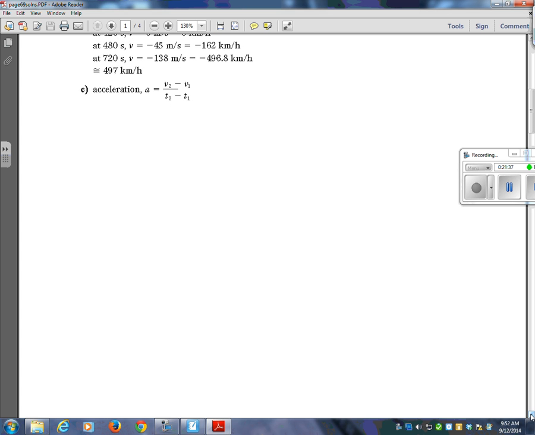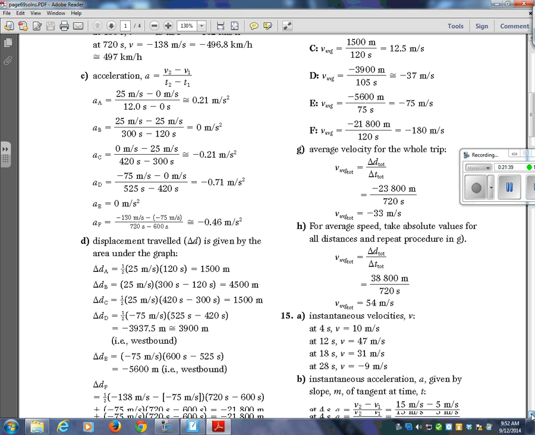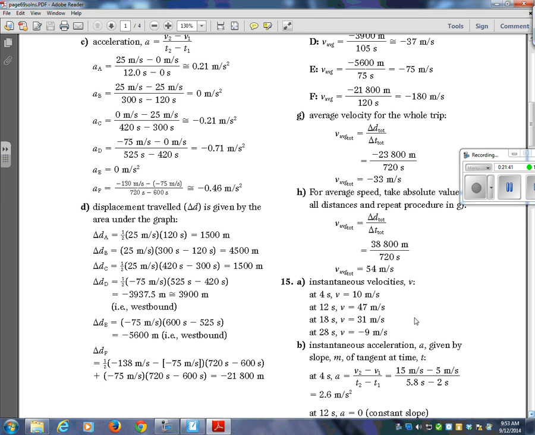Okay, so here are the displacements according to the solutions. So 1,500 for A, 4,500 for B, 1,500 for C. D is approximately 3,900 meters, that triangle. E is minus 5,600 meters, and F, there's the triangle and the rectangle, 21,800 meters. Do I need to go through those, do you think, or do you just sort of go, I don't know what you're talking about? That's good?